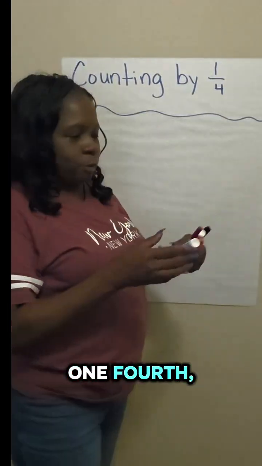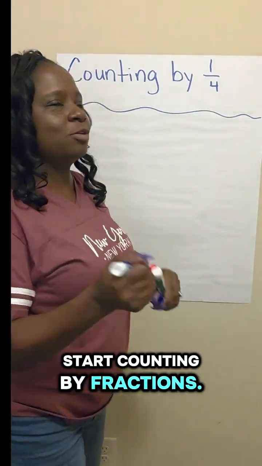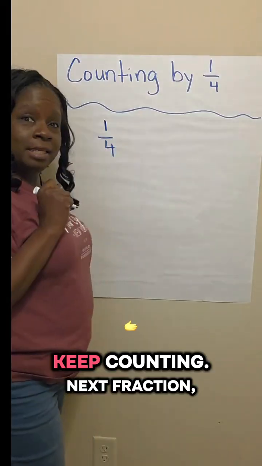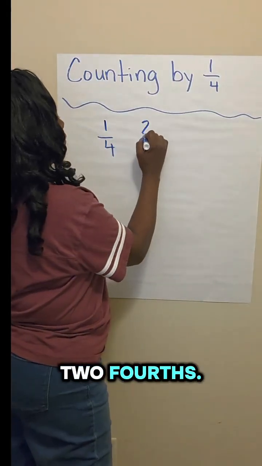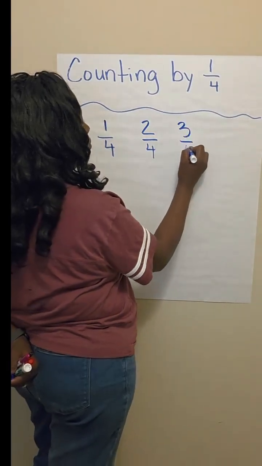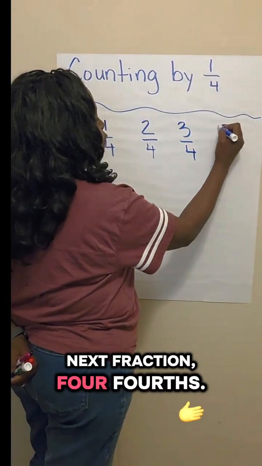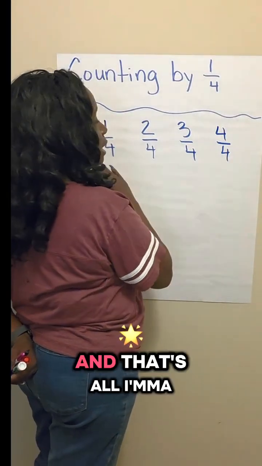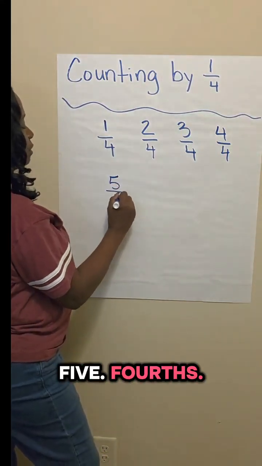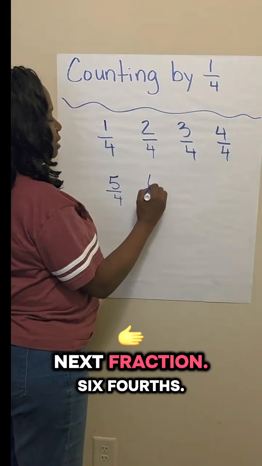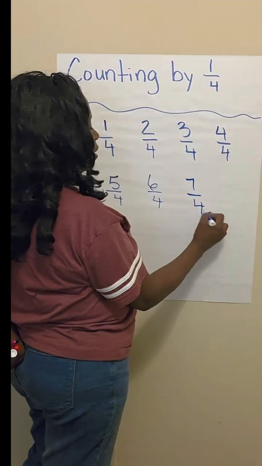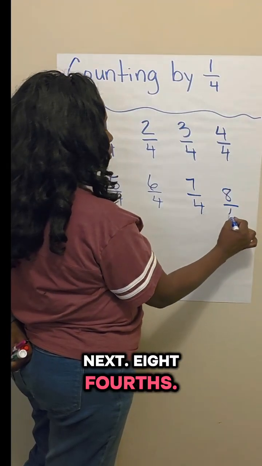So with counting by 1/4, we're basically going to start counting by fractions. So our first fraction is 1/4. Keep counting. Next fraction, 2/4. Next fraction, 3/4. Next fraction, 4/4. And that's all I'm going to write on that row. And I'm going to come down here. Next fraction, 5/4. Next fraction, 6/4. Next fraction, 7/4. Next, 8/4.